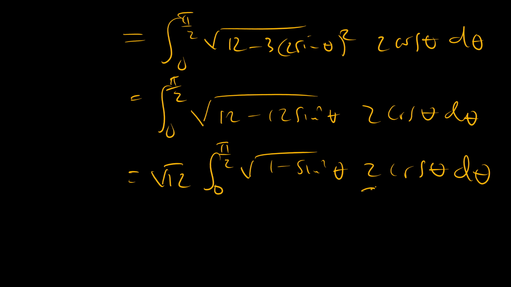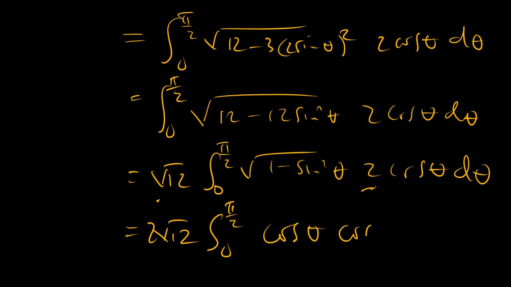So we can pull this out and bring it here. So we have 2 square root of 12, 0 to pi over 2. 1 minus sine squared theta is cosine squared theta. Square root is cosine theta. So we have cosine theta. So this part here, we can pull 4 out so that square root of 4 is 2. So we have 4 root 3, right?